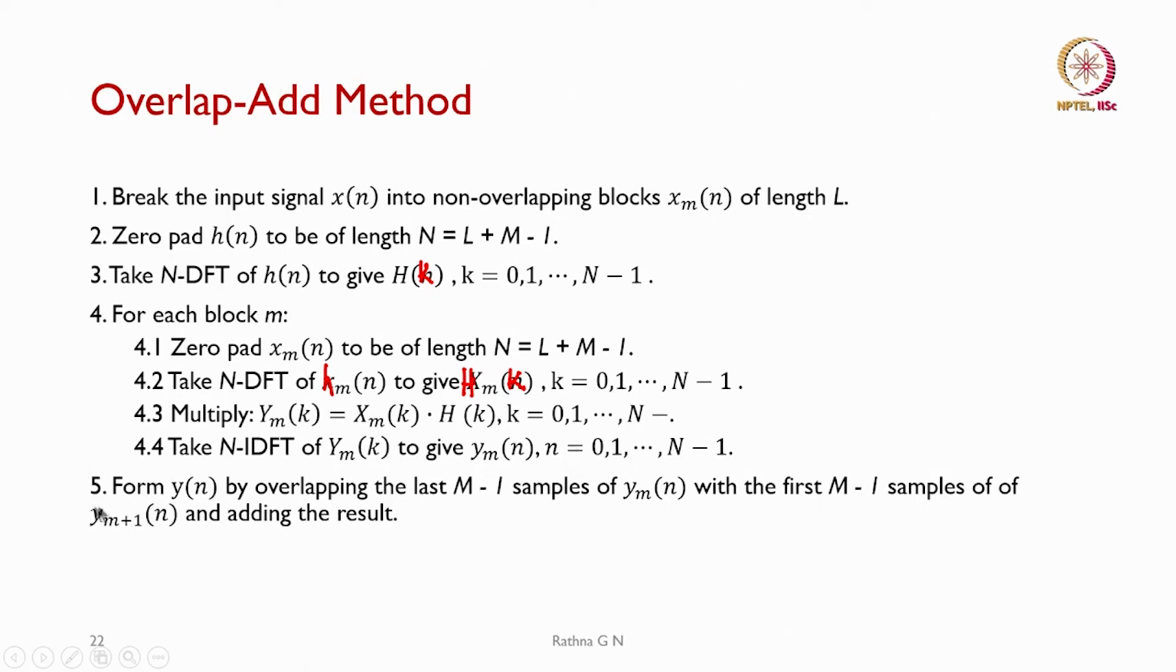Then the fifth step is to form y of n by overlapping the last m minus 1 samples of y m of n with the first m minus 1 samples of y m plus 1 of n, and adding the result. This is how we will be doing it. We will take up an example and show how we have done the overlap add method. Thank you. And in the next class we will cover the overlap save method. Both of them should give us the same results. Thank you.